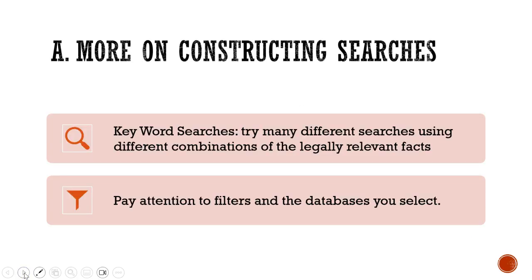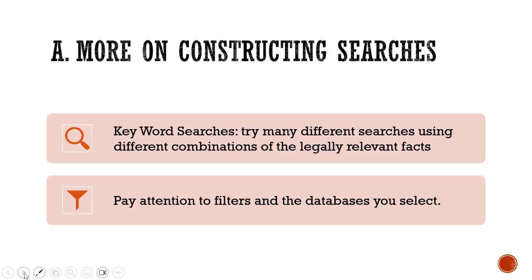Now, this slide, in contrast with the case law one, is a little different, but it's very similar. Keyword searches are important, and you need to try many different searches if you don't come up with your answer right away. Many times you do. And then you're also going to pay attention to filters and the databases you select. As we navigate learning legal research, you're going to find that the closer you can get to the container of information that would have it, the better. I'll give an example.